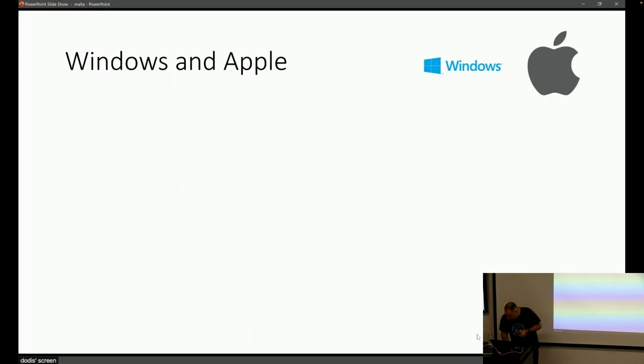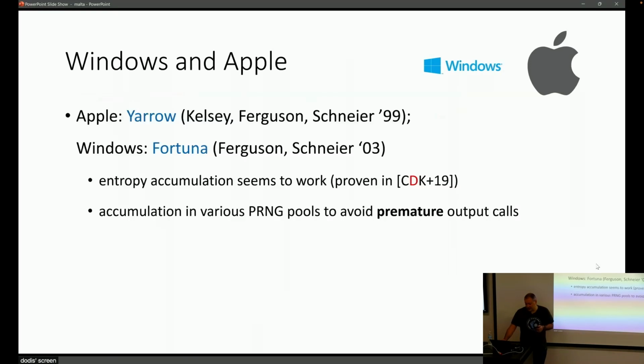What about Windows and Apple? The story was actually better. Those guys do things in a more silent way, but Apple's was Yarrow, which was actually pretty decent. It introduced a couple of cool ideas that we analyzed over the years. Windows, like Ferguson and Schneier, introduced this pretty cool thing called Fortuna. If we have time at the end, I'll briefly mention it.